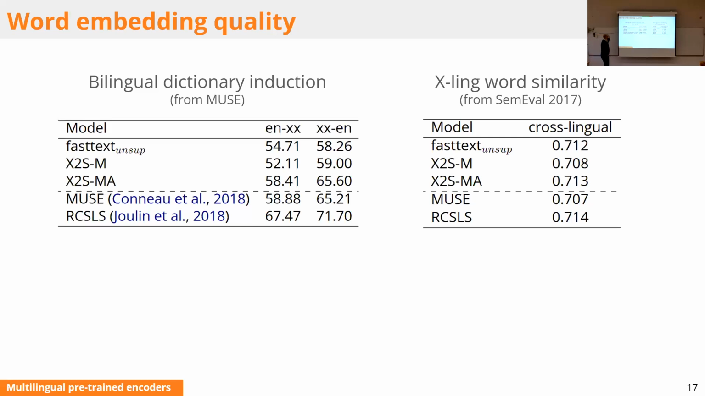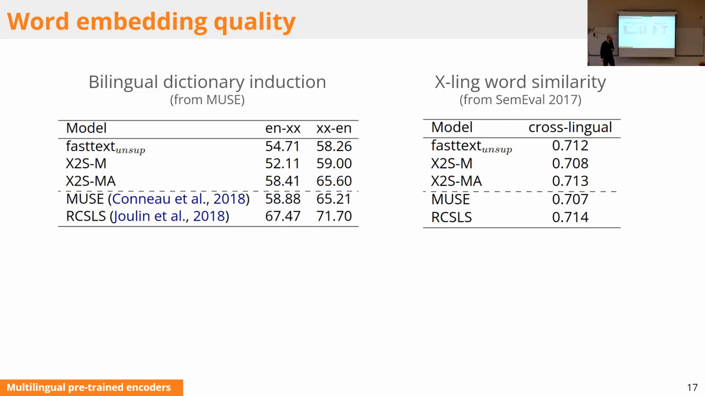These are results on the word embedding quality, and this is bilingual dictionary induction. So the task is that we have the word embeddings in two languages, and we should produce a bilingual dictionary. And it appears that aligning the word embeddings from XLM-R works actually better than aligning word embeddings from fastText. It's comparable with what was at the time the state of the art.